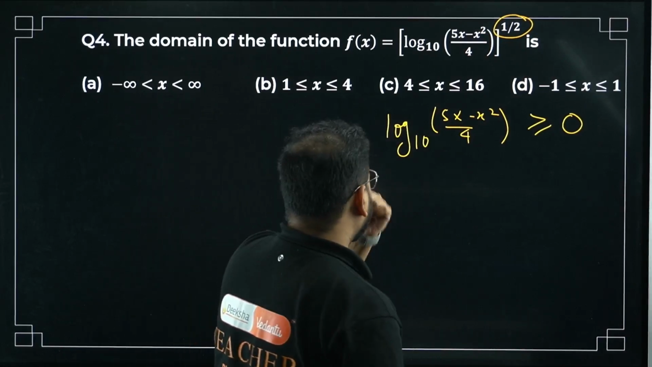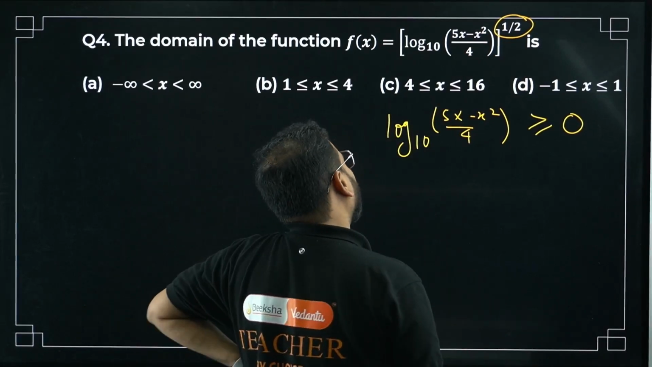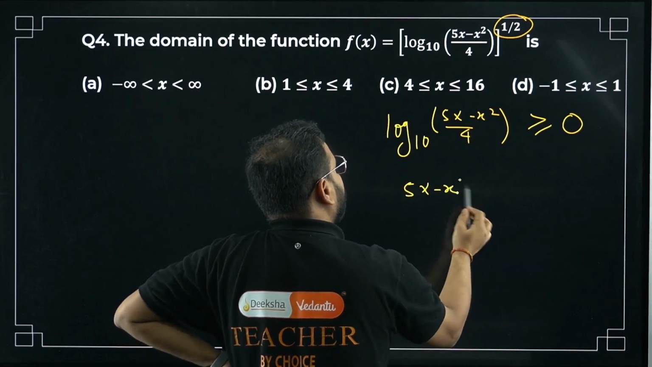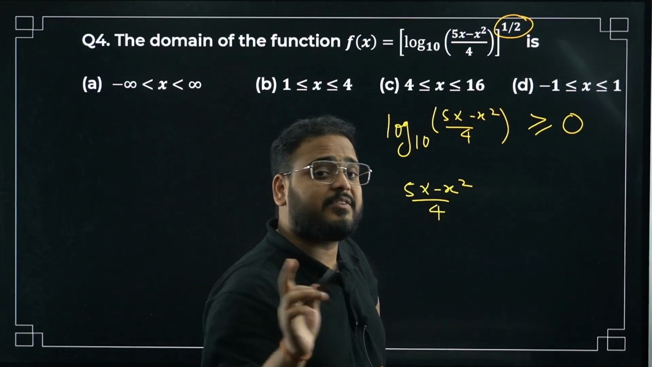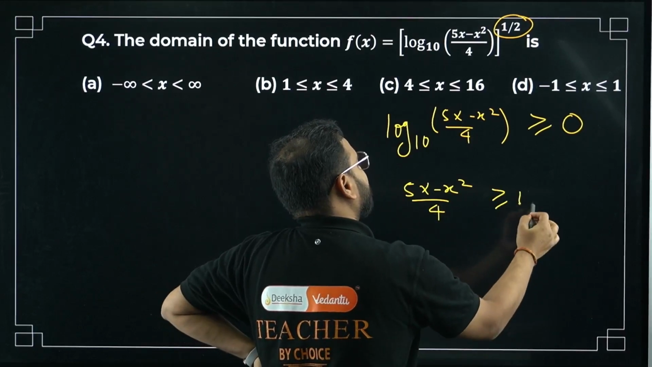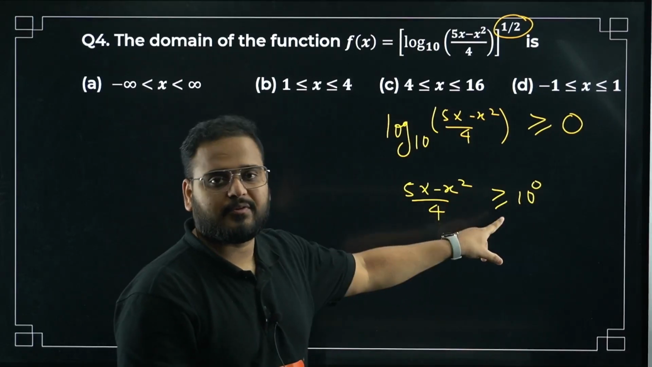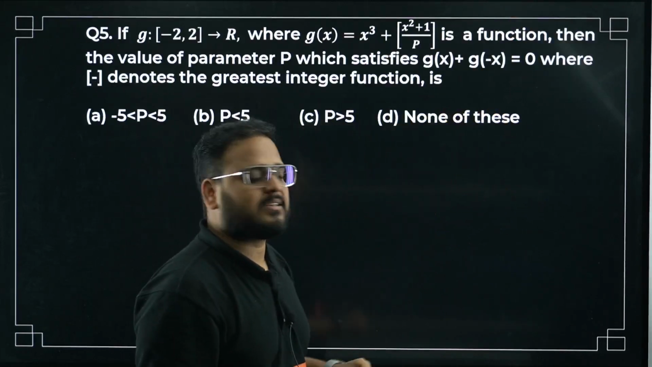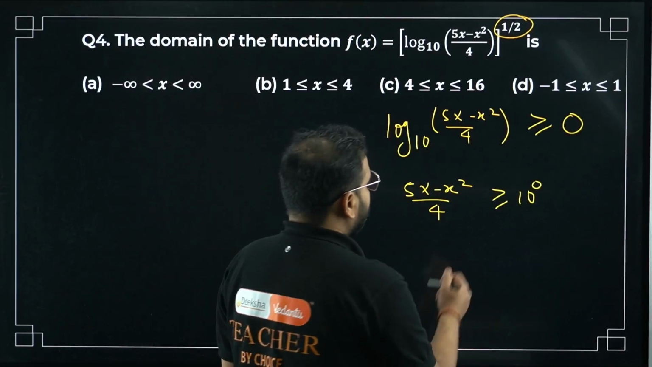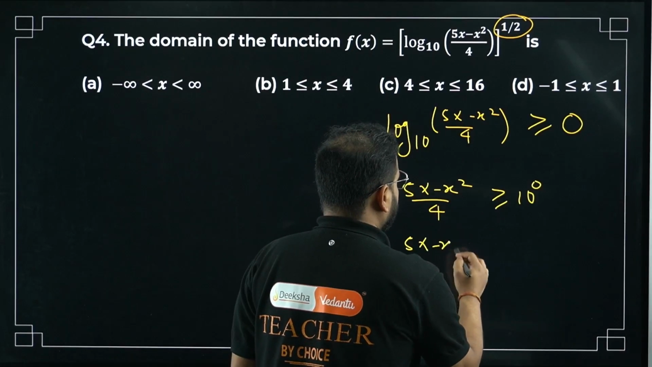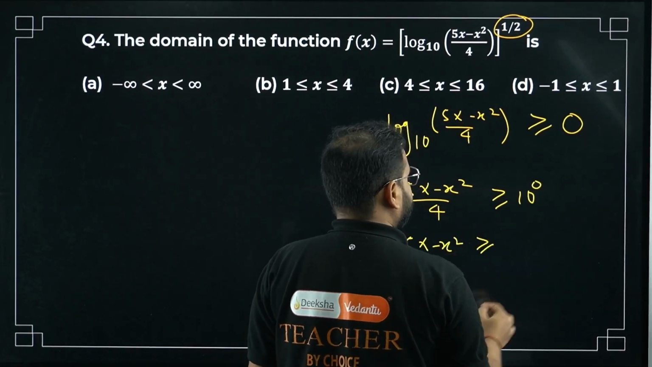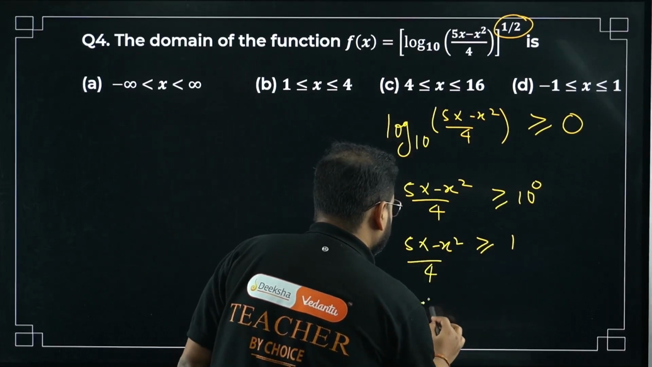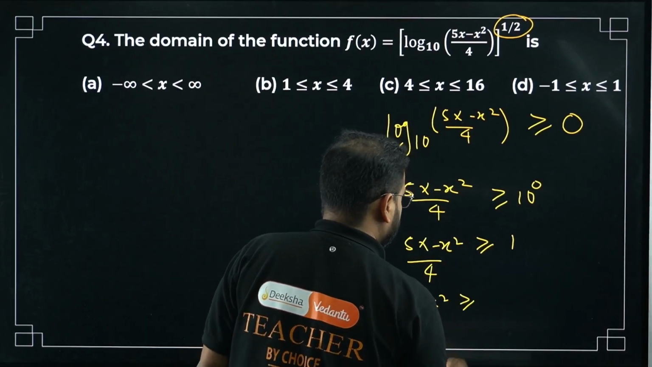From there, if we take the exponential function on both sides, or we can simply change the definition of this, it will become 5x minus x square by 4 greater than or equal to 10 power 0. Log base 10 is here, so 10 power 0 will come on the RHS. This will remain as it is. Solve it, it will become 5x minus x square by 4 greater than or equal to 1. We have 4 here, cross multiply. So 5x minus x square greater than or equal to 4.